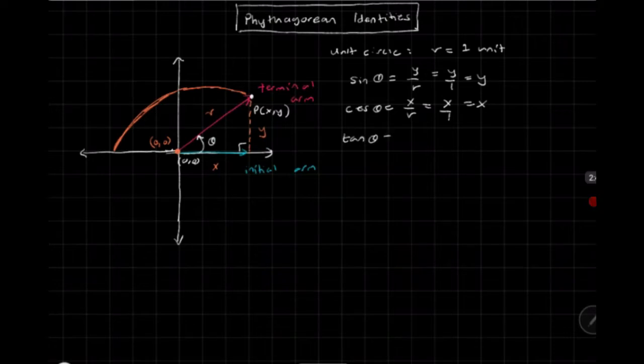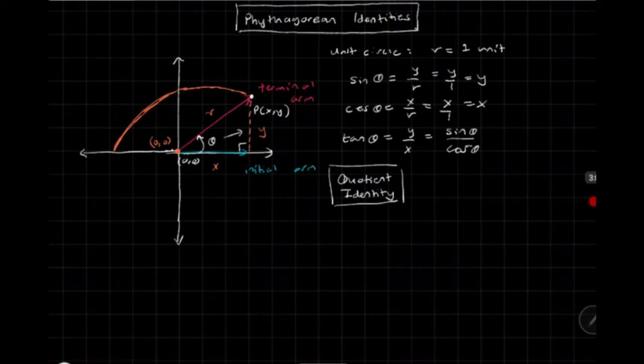And tan theta is basically, in this case, the opposite side over the adjacent side, y over x, which in this case is sine theta over cosine theta. This actually brings up a really important identity, and this is called the quotient identity. We're going to be using this identity later on when we actually prove identities. So this is a precursor lesson to the next set, where we're going to be solving and proving identities. So the quotient identity states that tan theta is sine theta over cosine theta.